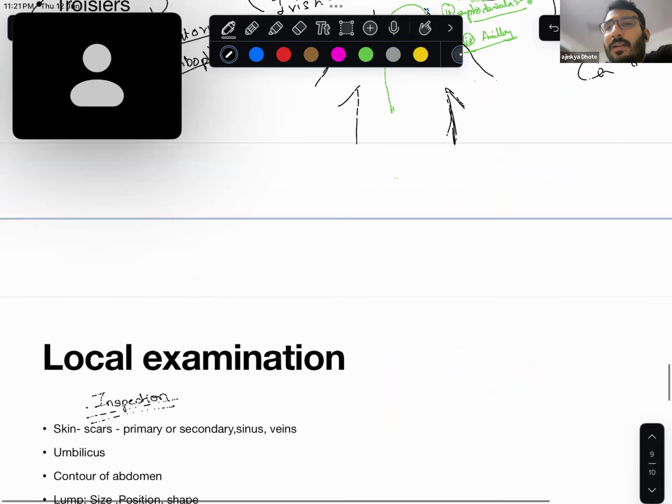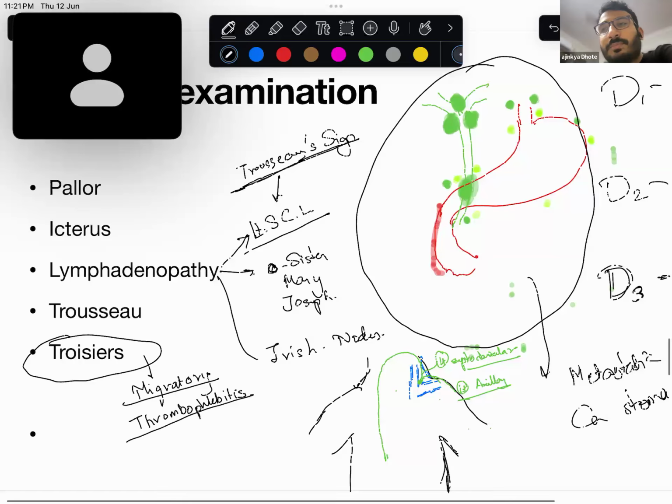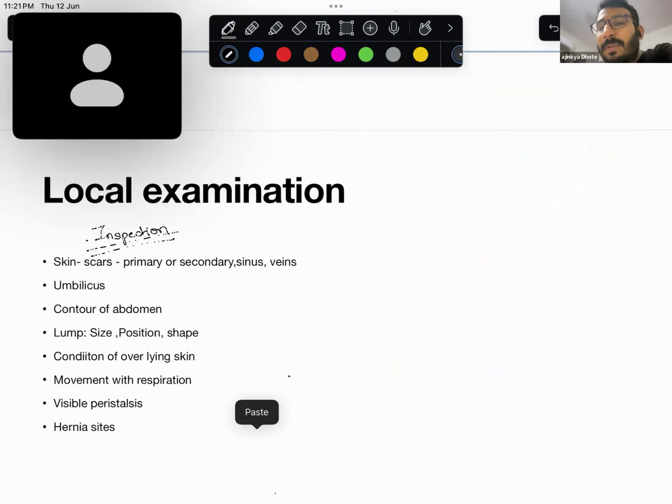Okay. This was the most basic part that we have seen, and all of this general examination part you should know. Okay. Now we'll come to the specific part of the examination related to the stomach or epigastric lump.